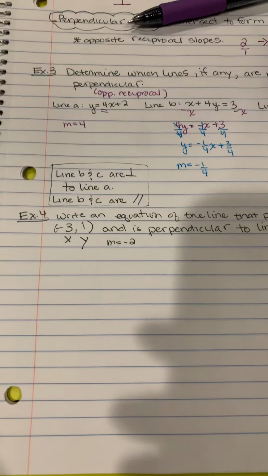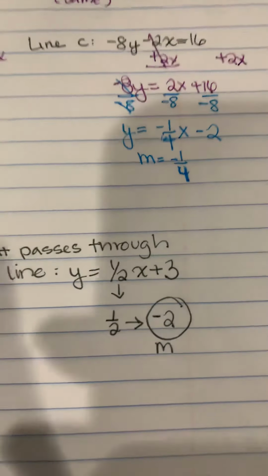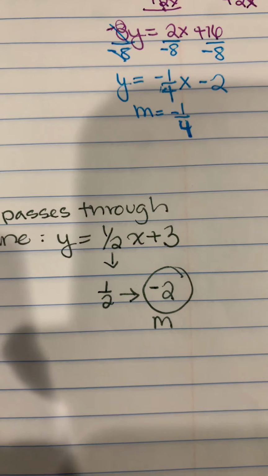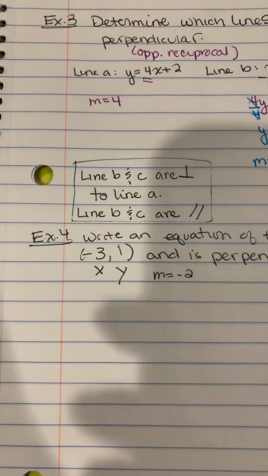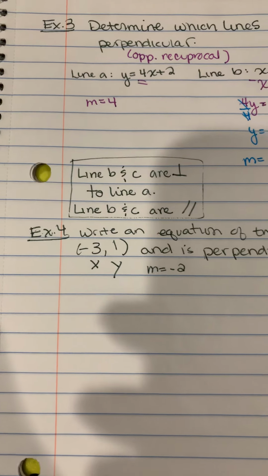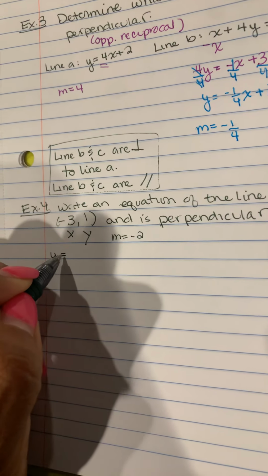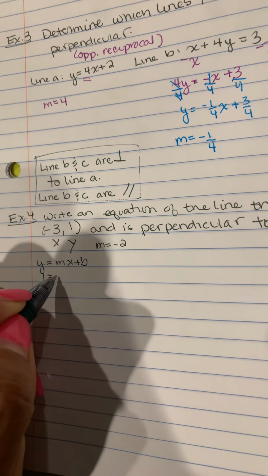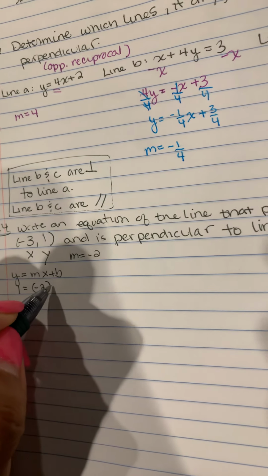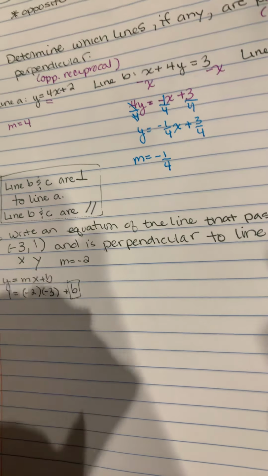So we're going to do the exact same thing we did from this point on. Remember, the first step is to find the opposite reciprocal. We did that. The next step is to plug it into y equals mx plus b and solve for your b. Your b is the only one that's not going to have a substitution. So y is 1, m is negative 2, x is negative 3, plus b. B is what we're looking for.